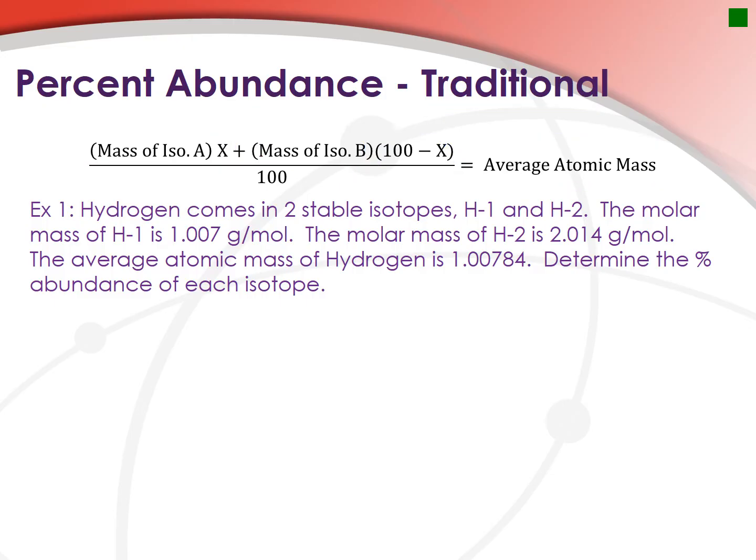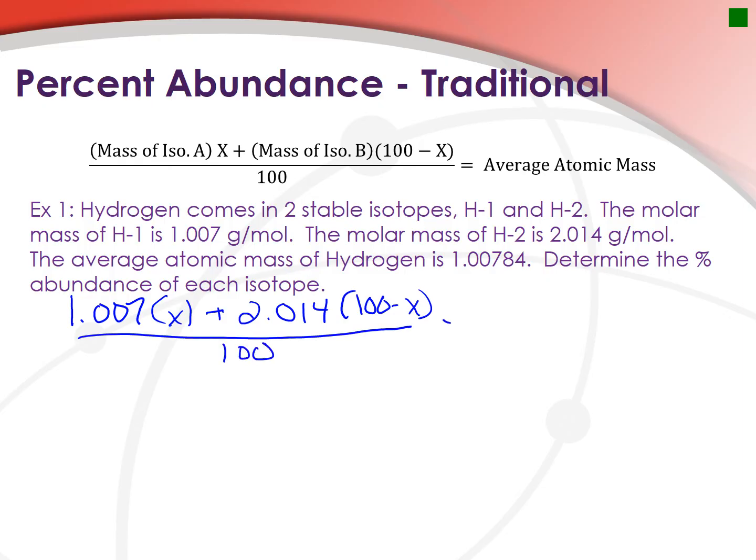So once again, it doesn't matter which one I define as isotope A, I am just going to say whichever one comes first, typically is what I do. So what you're going to do is mass of isotope A, so I'm going to plug in 1.007 times X plus my mass of isotope B, which is given to me as 2.014 times 100 minus X, all over 100, equals my average atomic mass, which is 1.00784.